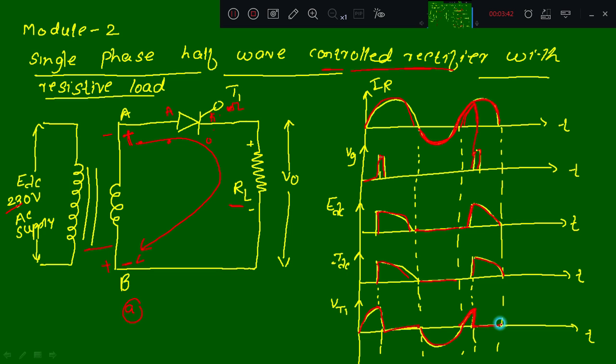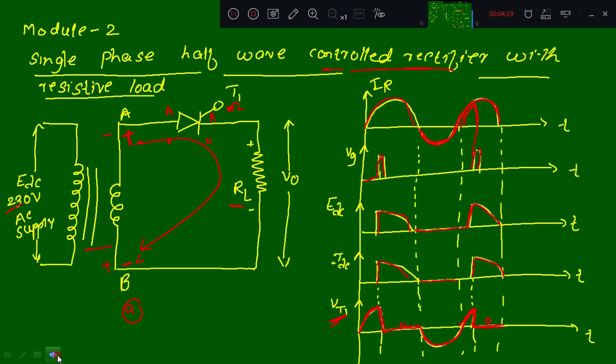Once the SCR is on here, the voltage across the thyristor is 0. This is the waveform of the voltage across the thyristor. Once the SCR is off, the same input voltage is observed across the SCR. Once the SCR is on, the voltage across the thyristor is 0. Here the SCR is off, so the same input voltage is observed across the thyristor. Here also the SCR is off. Here the SCR is on, so the voltage across the thyristor is 0. This is the circuit operation and the waveform.